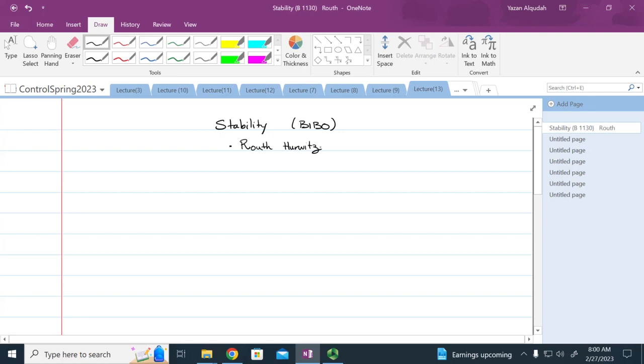So if you look at a linear time invariant system, let's see what we mean by bounded input, bounded output stability. If we have an input that is applied to it, u of t, that has a Laplace that is u of s, and we have the system impulse response g of t, and we have our output y of t.